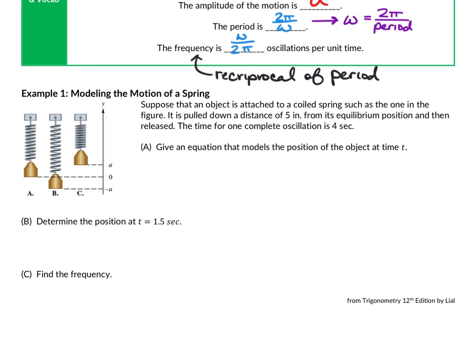In example 1, we're going to suppose that an object is attached to a coiled spring, such as the one in the figure. It is pulled down a distance of 5 inches from its equilibrium position. Equilibrium means middle. And then released. The time for one complete oscillation is 4 seconds. We're going to give an equation that models the position of the object at time t. So the two things I need for this are A and omega. So let's think about this.